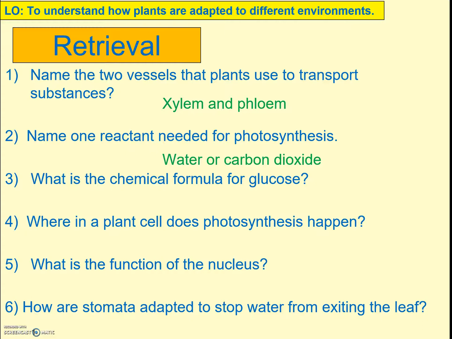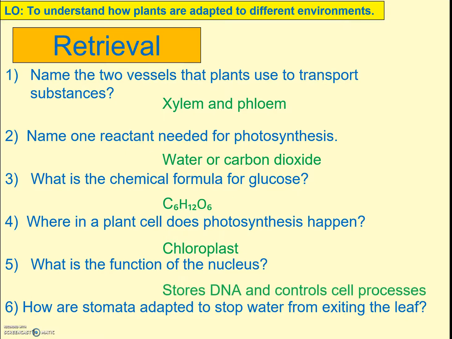Number 3 says, what is the chemical formula for glucose? That would be C6H12O6. That's 6 carbons, 12 hydrogen, and 6 oxygen. Question 4 says, where in a plant cell does photosynthesis happen? That would be in the chloroplast. 5 says, what is the function of the nucleus? The nucleus stores the DNA and controls cell processes.